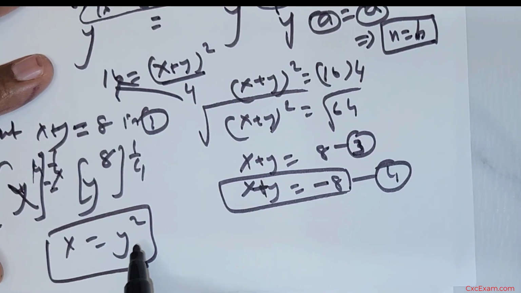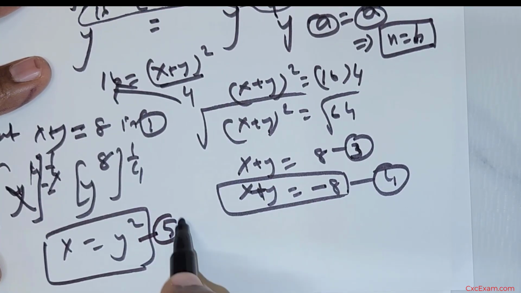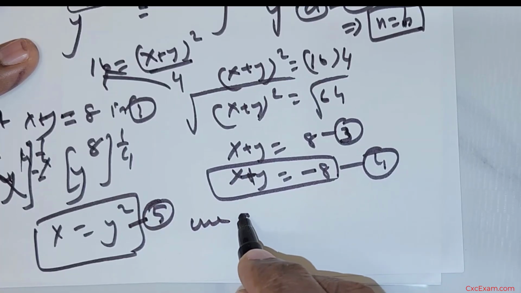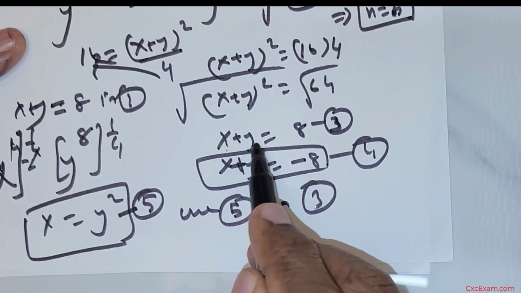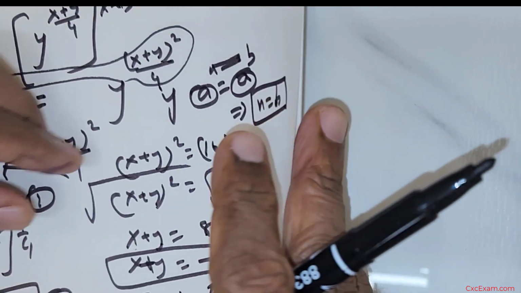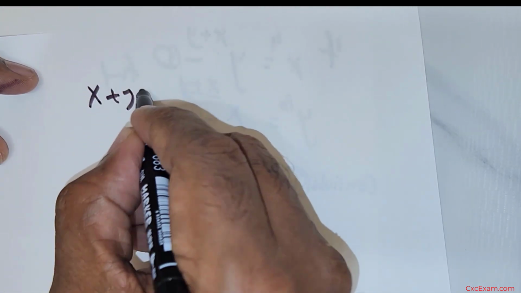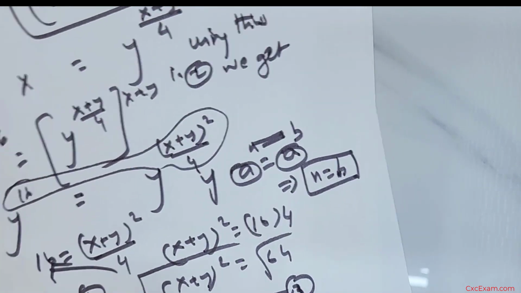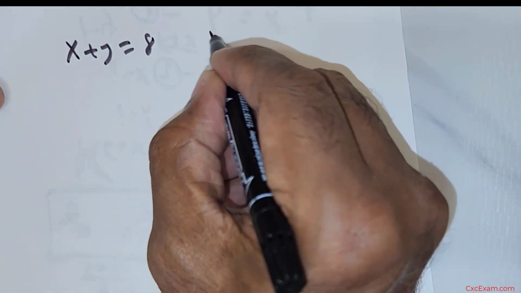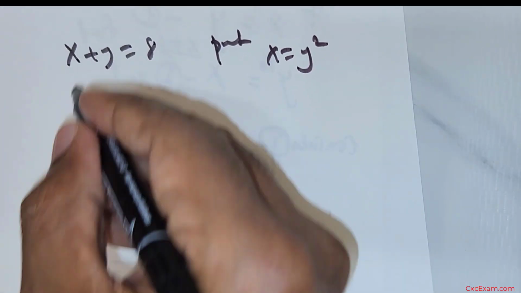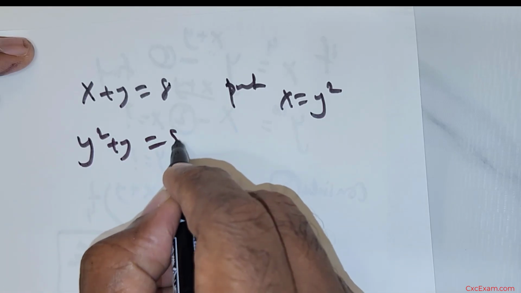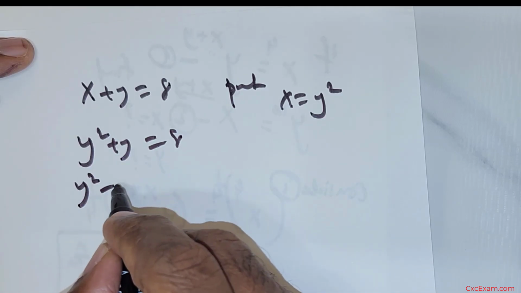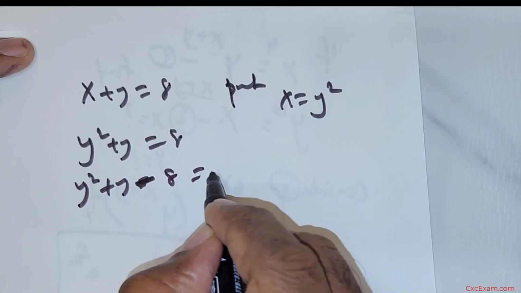Now I'm going to use this. Say I take 5. I'm going to use 5 in 3. What is 3? x+y is equal to 8. That is our 3. And put x is equal to y^2 there. So this is going to give me y^2 + y is equal to 8, which means y^2 + y - 8 is equal to 0.